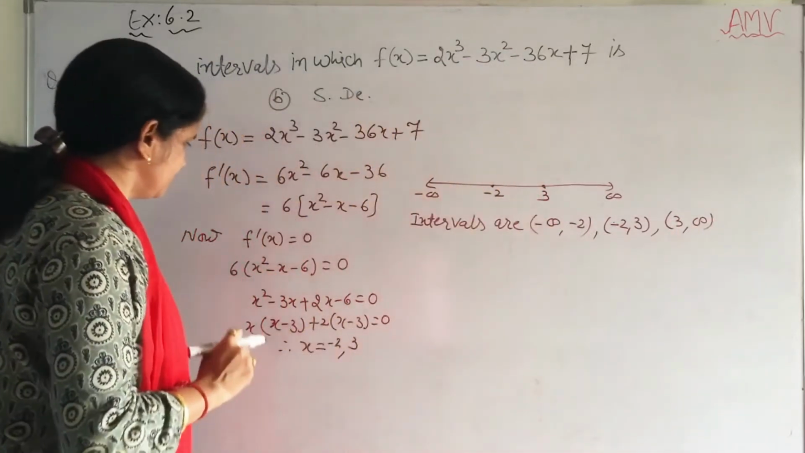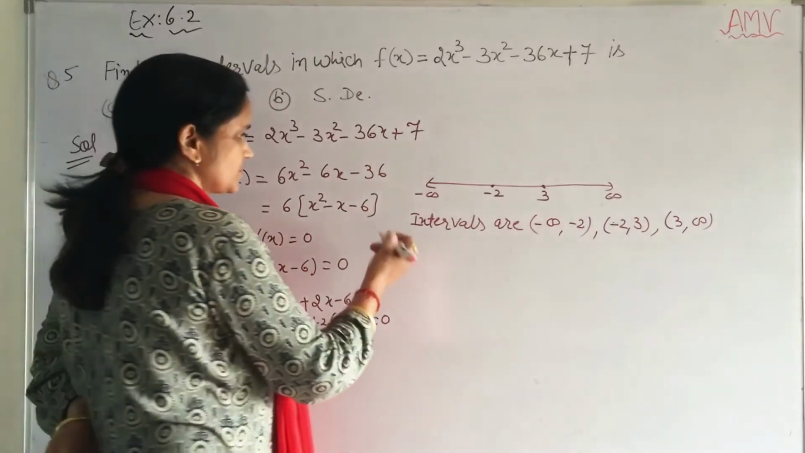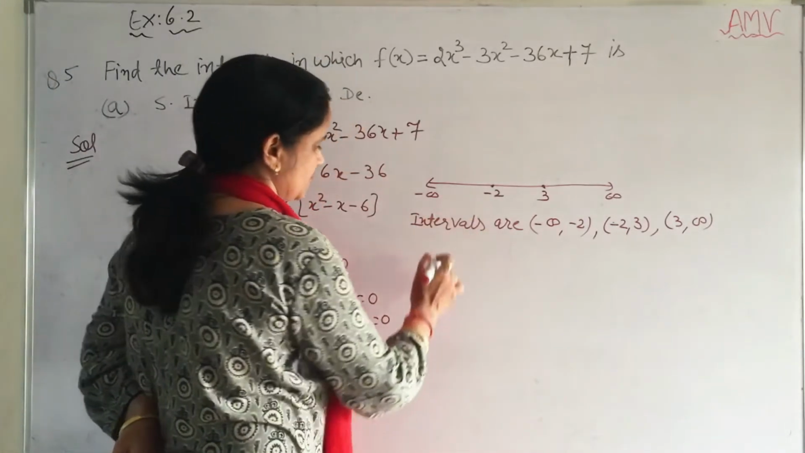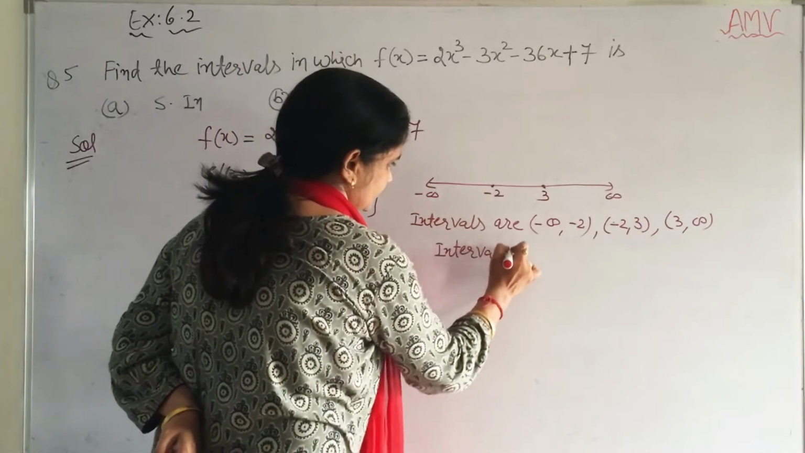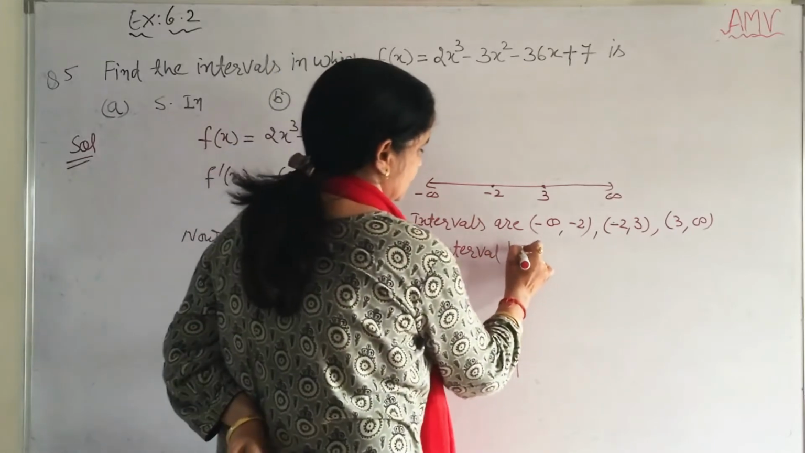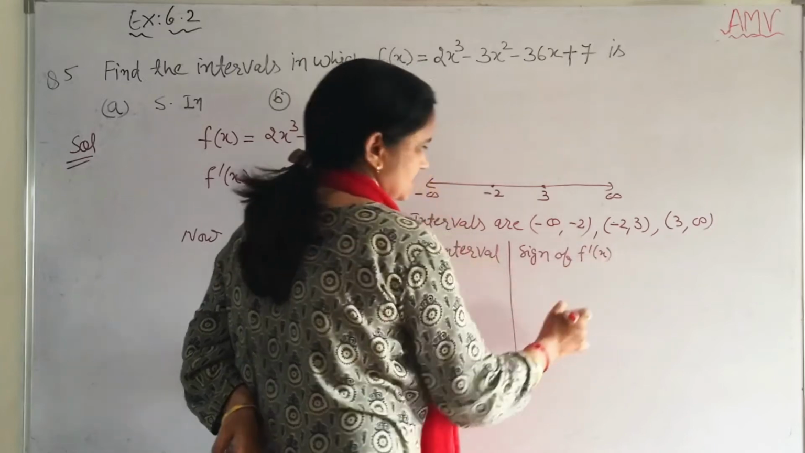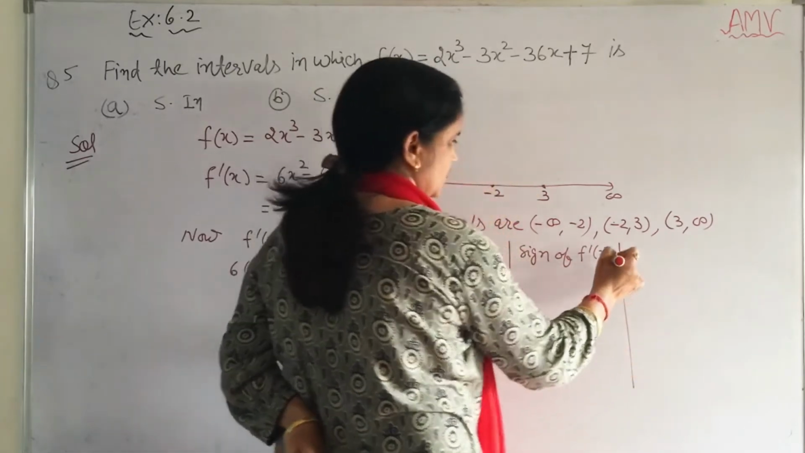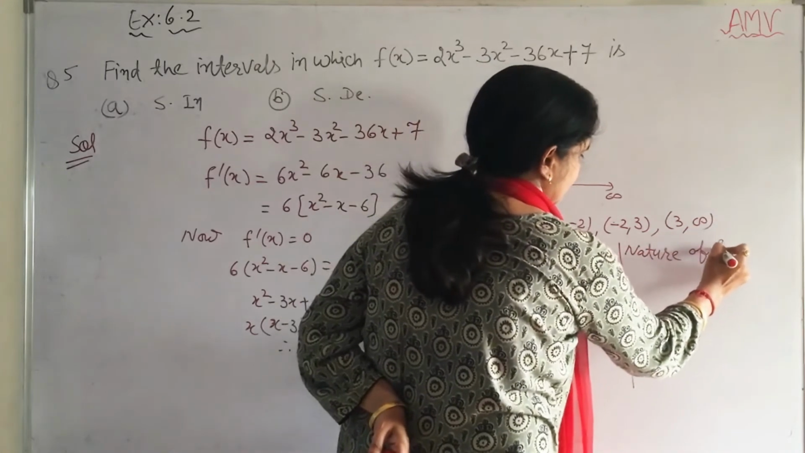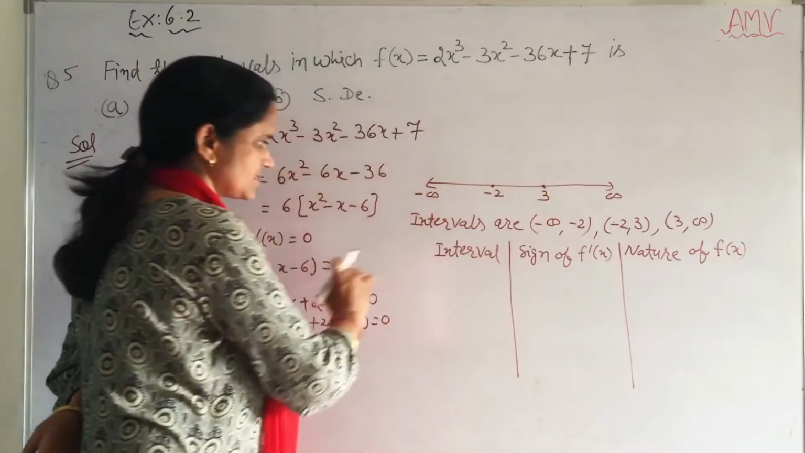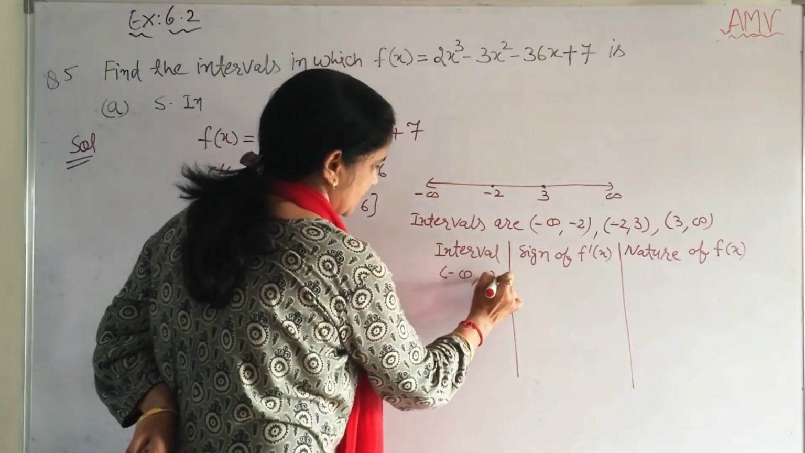Now we will check the sign of f dash x in these intervals. You can write in a tabular form also. Here write the intervals, next the sign of f dash x, and in the next column, the nature of function f(x).